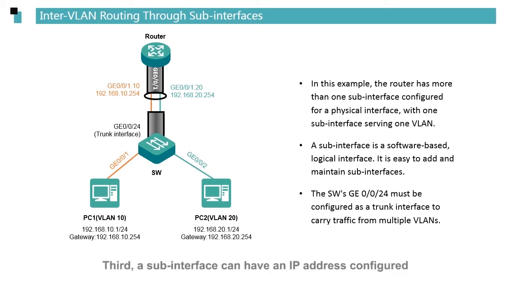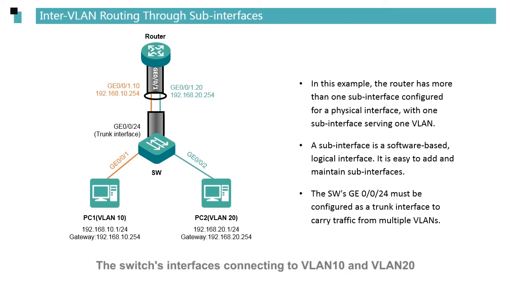Third, a sub-interface can have an IP address configured and is a Layer 3 interface. One sub-interface serves only one VLAN, and you must also specify a VLAN ID for the sub-interface. Note that no configuration is needed on the physical interface when you configure a sub-interface. All you have to do is to ensure that the physical interface is enabled. After a sub-interface is created, you can configure an IP address and a VLAN ID for the sub-interface.